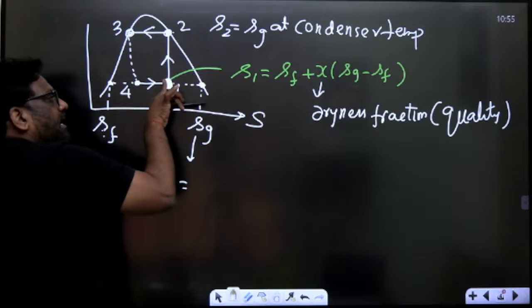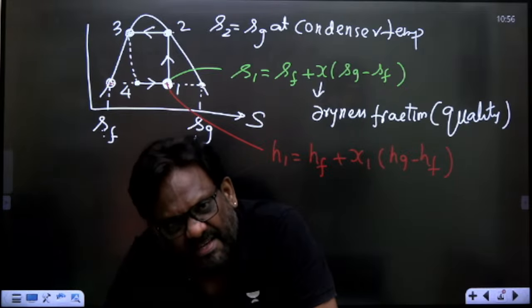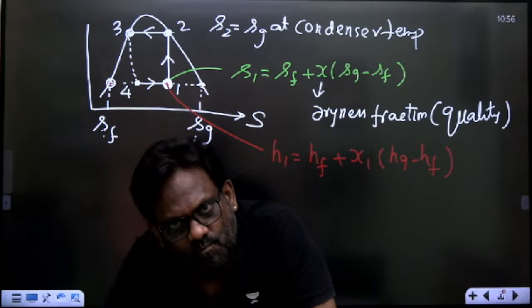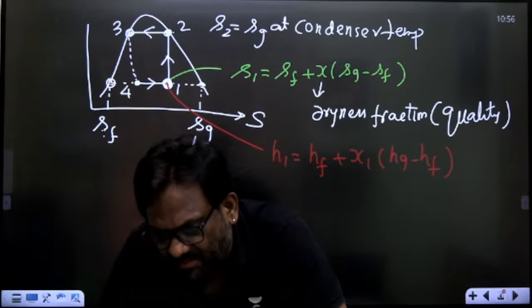Very good. Similarly, if you want the enthalpy at this point, friends, what will we do, sir? It will be hf plus x into hg minus hf. What does it mean? hf is enthalpy at this point, hg is enthalpy at this point, h1 is enthalpy at this point, and x1 is the dryness fraction at this point. Did everyone understand up to here, sir? Please tell me, is it clear? If this is clear, I'll proceed.